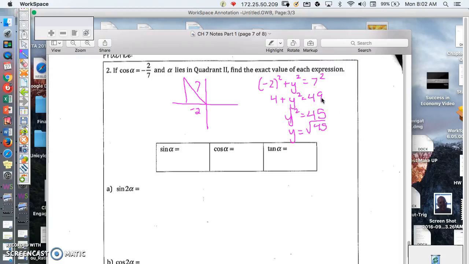And then this is one where we could simplify that. If you notice, the perfect square that goes into there is 9. So this is the square root of 9 times the square root of 5. So it's 3 times the square root of 5. So our sine would be 3 square root of 5 over 7. Cosine, -2 over 7. And tangent, opposite over adjacent.